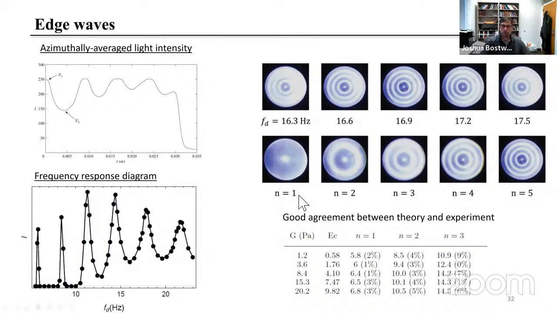Here we've looked at edge waves on Agarose gels with elastic modulus anywhere from 1.2 pascals to 20.2 pascals. The agreement is generally very good, generally within 5%, with some outliers, up here at 9% or 7%. So we feel that our model is capturing the essential physics of these edge waves.